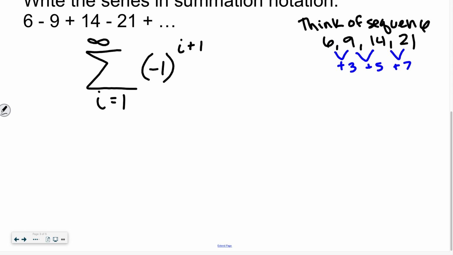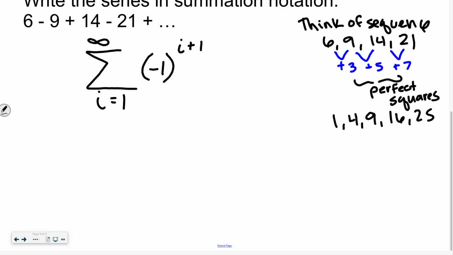Oh man, we talked about this last week. What set of numbers goes up by odd numbers? Perfect squares. But the perfect squares, I think I used that on my sequence versus series slide. That's 1, 4, 9, 16, 25.